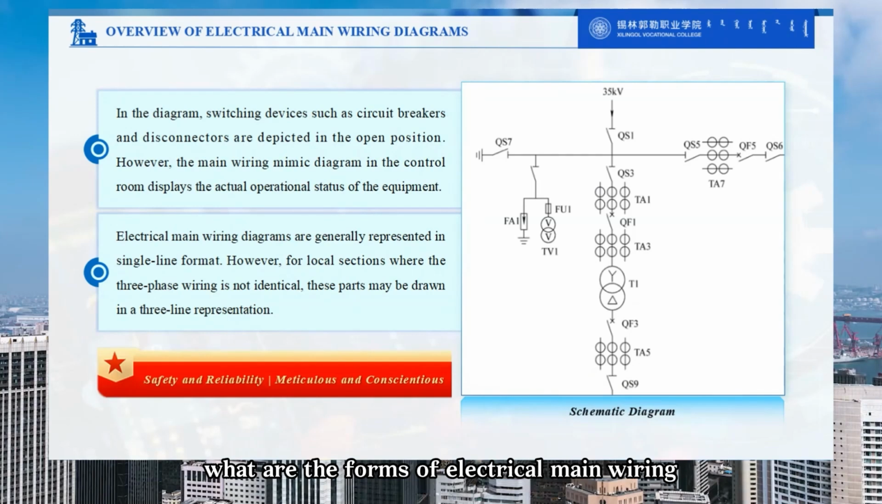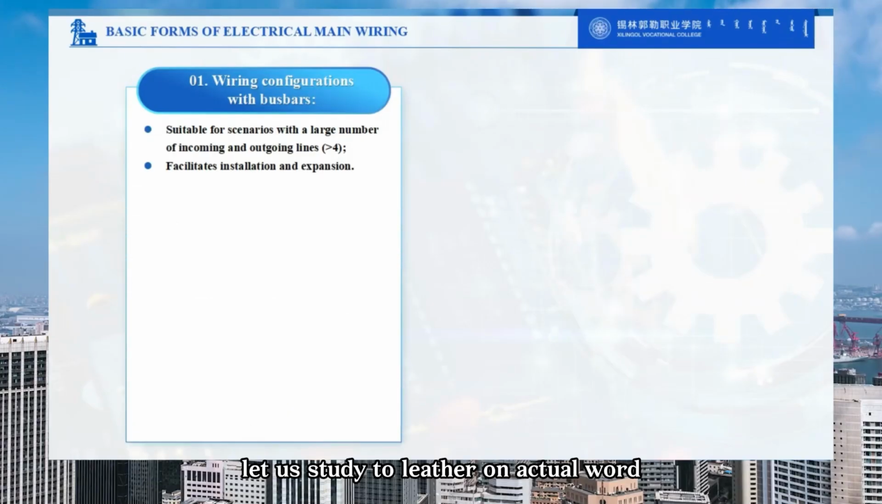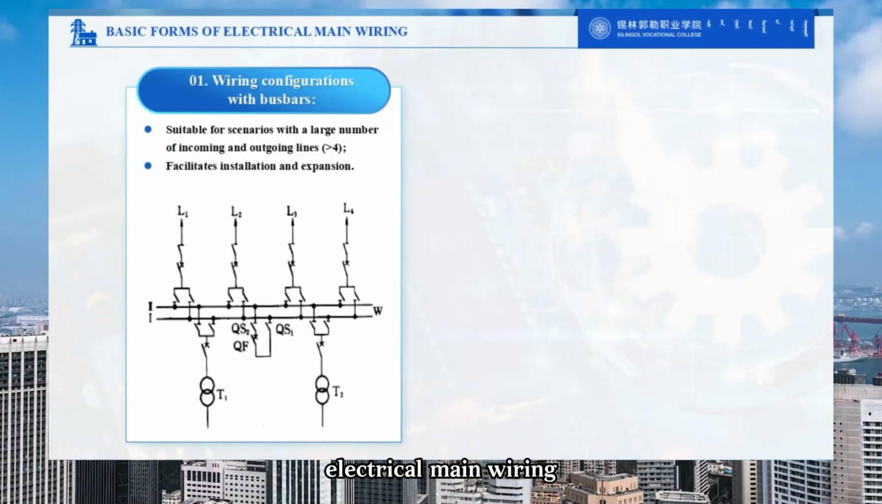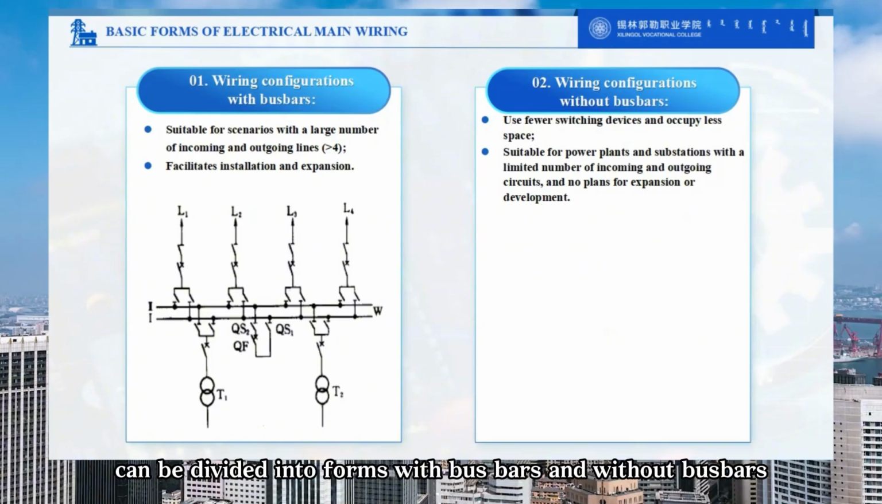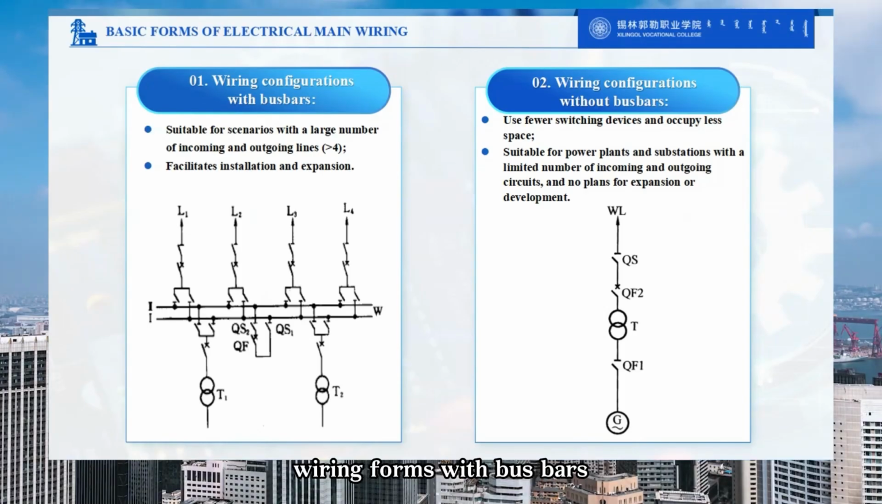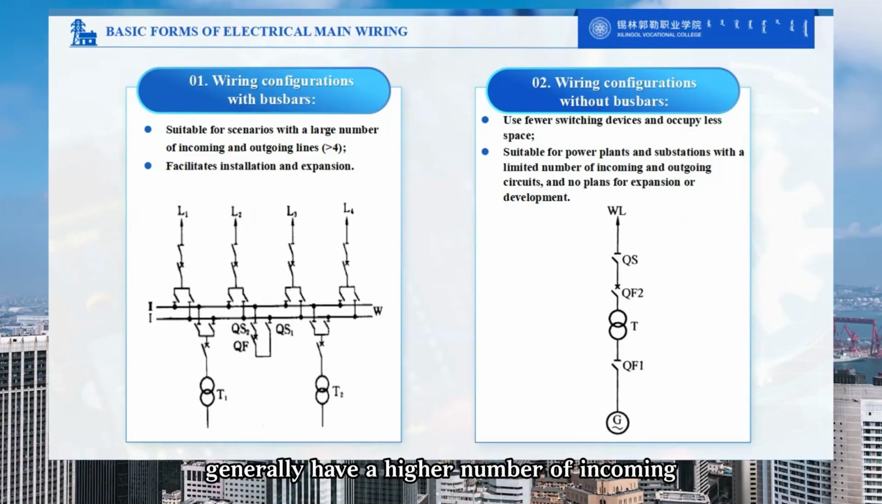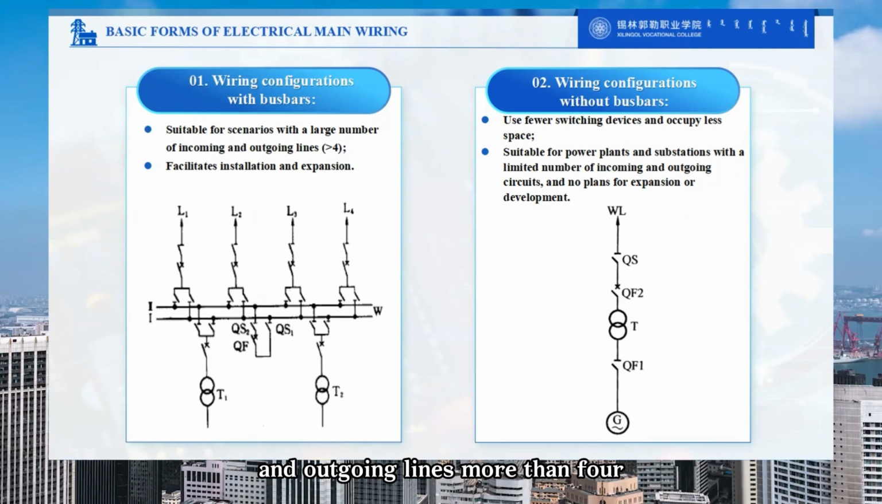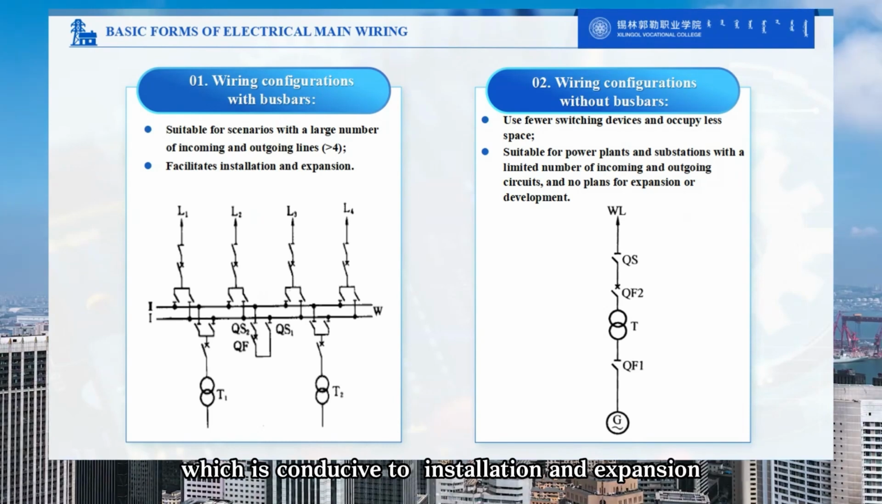What are the forms of electrical main wiring? Let us study together. In actual work, electrical main wiring can be divided into forms with bus bars and without bus bars, based on whether there are bus bars. Wiring forms with bus bars generally have a higher number of incoming and outgoing lines, more than 4, which is conducive to installation and expansion.